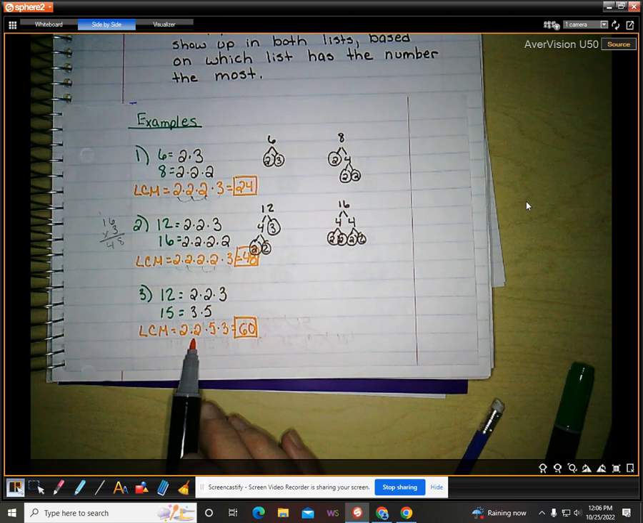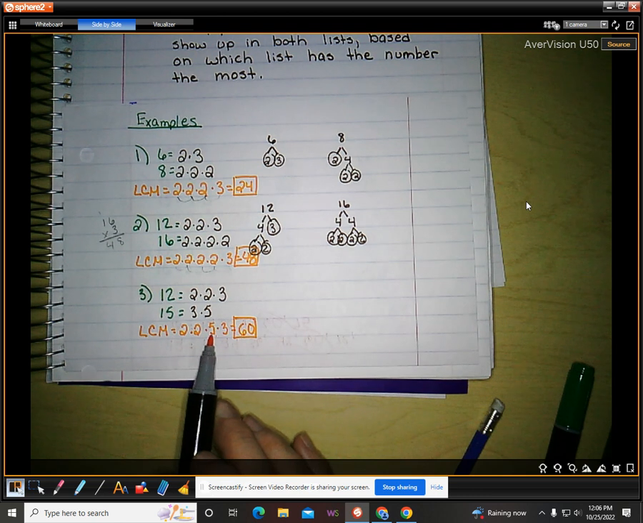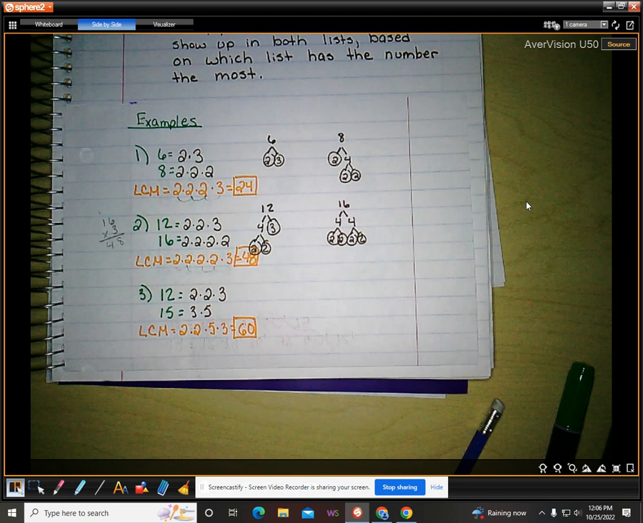2 times 2 is 4. 4 times 5 is 20. 20 times 3 is 60. However you need to look at it, or pop up a calculator, 2 times 2 times 5 times 3. You still get 60. And I didn't have to make factor trees for that one.